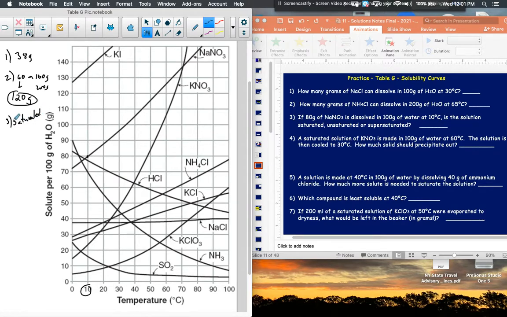All right. So it would be a saturated solution. All right, and we're getting there. Number four, a saturated solution of KNO3 is made in 100 grams of water at 60 Celsius. Again, I'm loving that 100 grams of water because I don't have to do anything with the graph, so I'm right on that. That's cool.